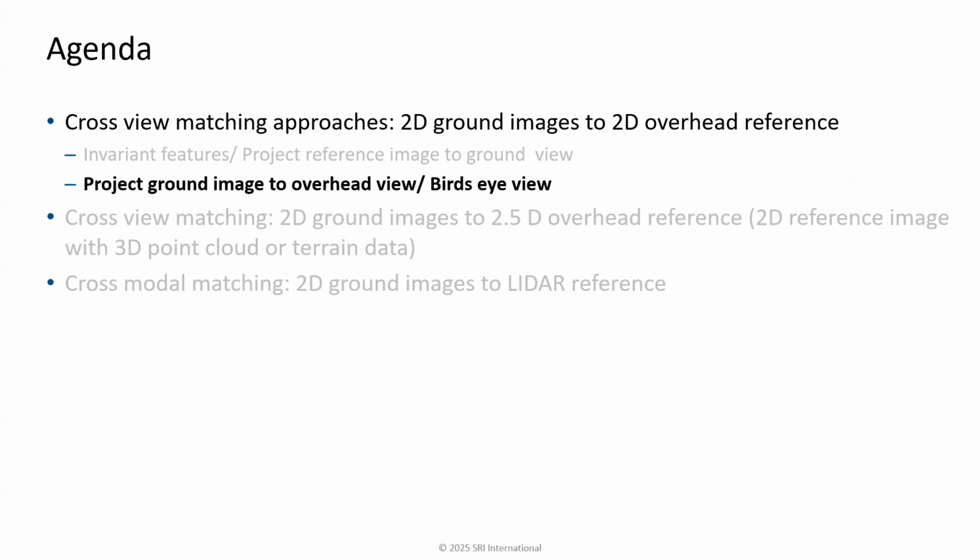But there's another set of techniques which people have been developing, which actually started from the automotive side, people working on autonomous cars, which is projecting the ground image to look like a bird's eye view image, or an overhead image.